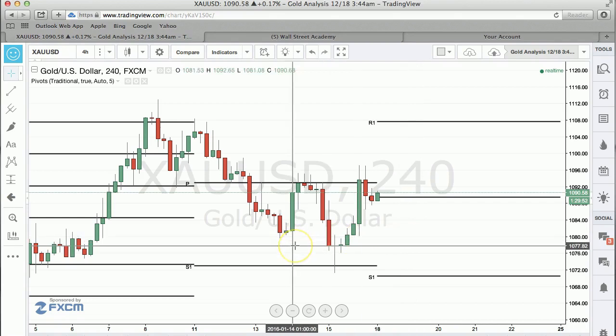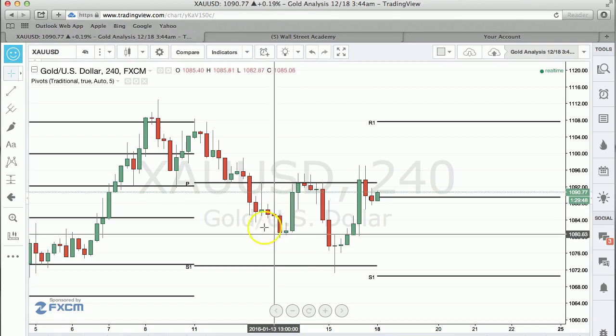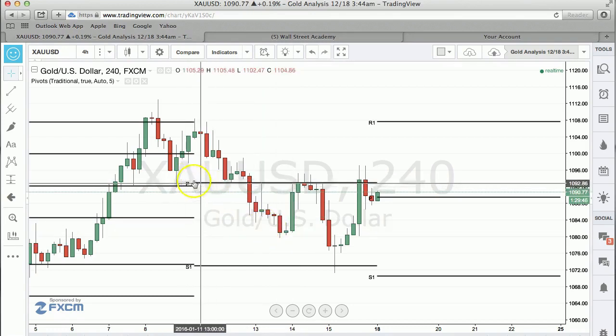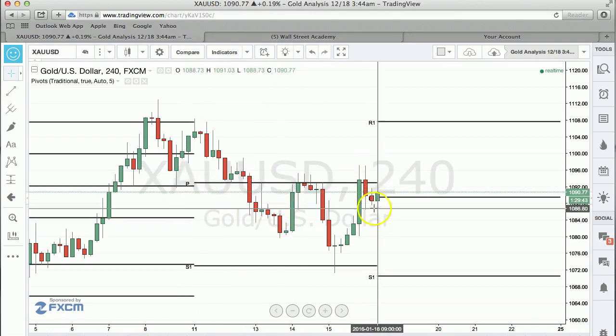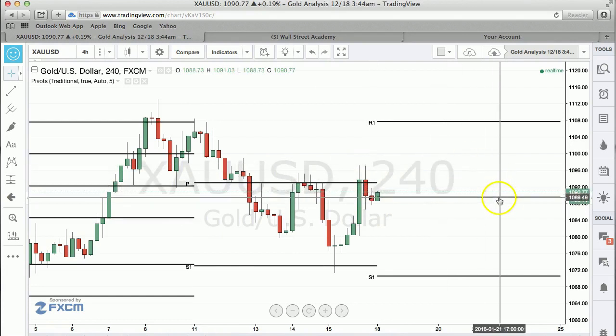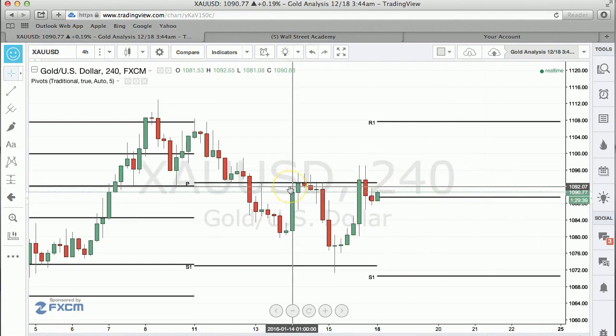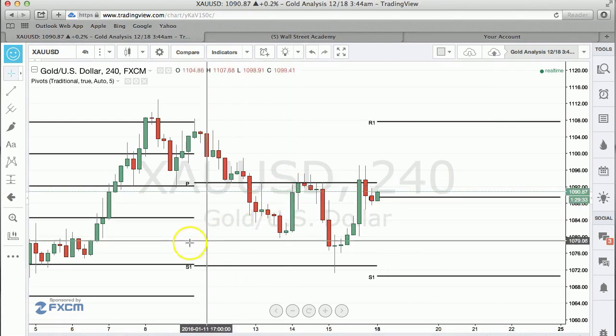So moving forward into how to add this to your analysis, just remember this pivot point right here and the pivot points that are going to be created after it is simply where price may change from bearish to bullish and vice versa. So I'll give you an example.